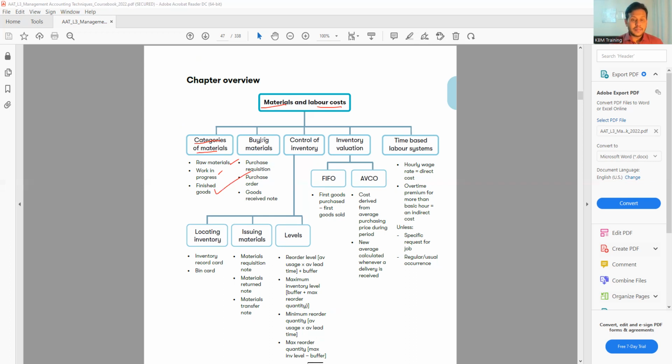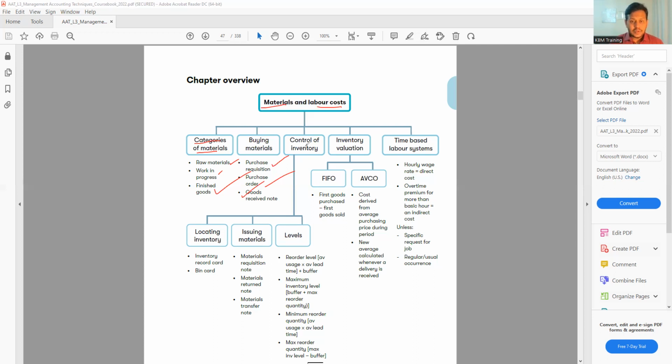Then we have buying material. How do you buy the material? It's a purchase requisition. Before we buy the material, we have to raise the requisition. The requisition is normally raised by the production department because they know how much quantity they need for which material. They raise the requisition to the purchase department and the purchase department makes the order for them. Then we have the goods received note, GRN, like when you receive the product. This is a confirmation that you received the product. This is called goods received note.